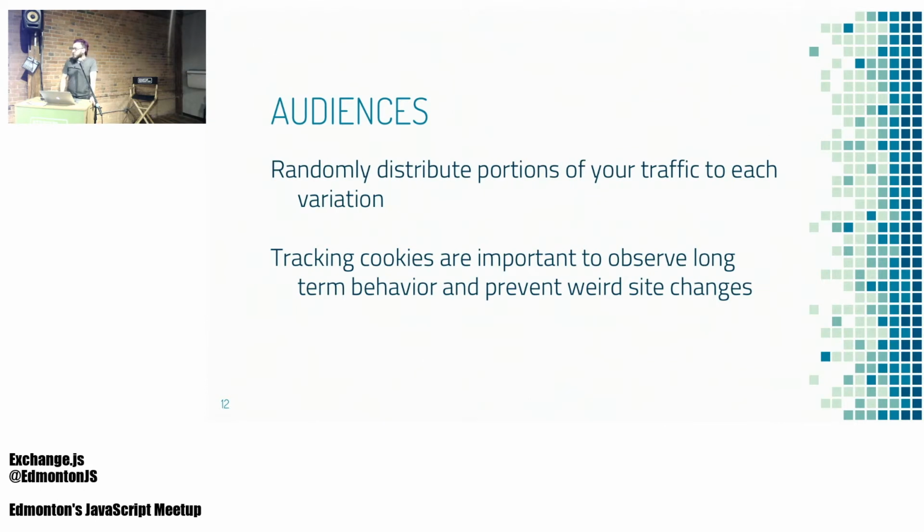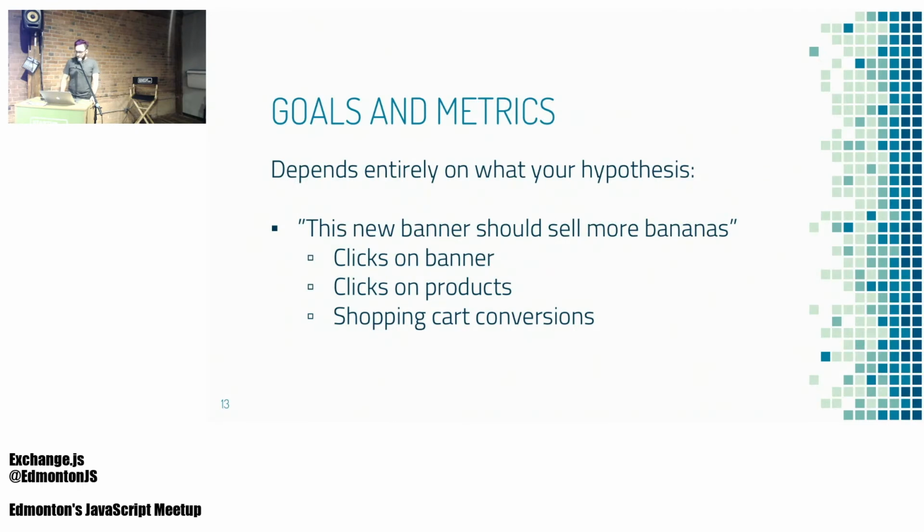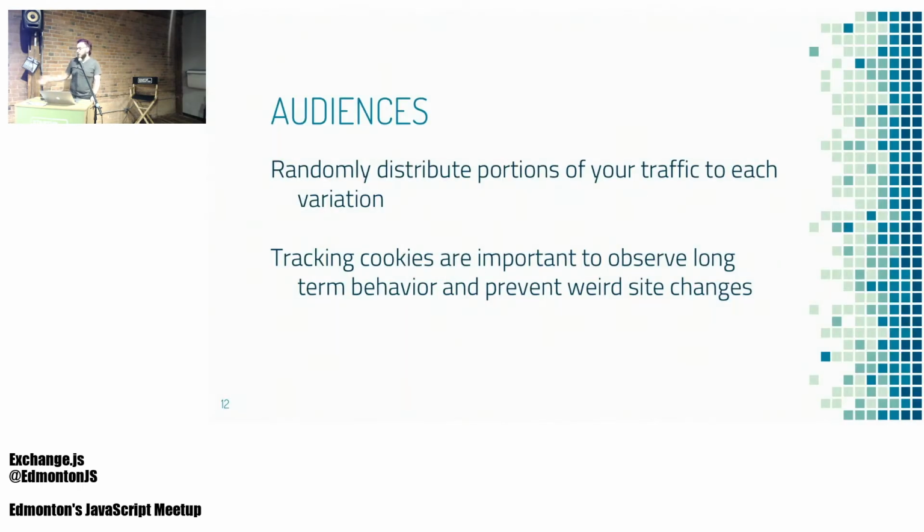Audience partitioning. So you need to take your traffic and randomly distribute it amongst each of your variations. One tricky thing about this is you need to track which variation you're sending your users to, because there's 2 reasons. One is long-term user behavior. So if a user is going on your website and lands on an experiment, and an experiment shows a big banana banner, and then at some point during their visit, they decide to buy some bananas, you want to be able to attribute that conversion to that test. So you need to be able to track them throughout their journey through your website.